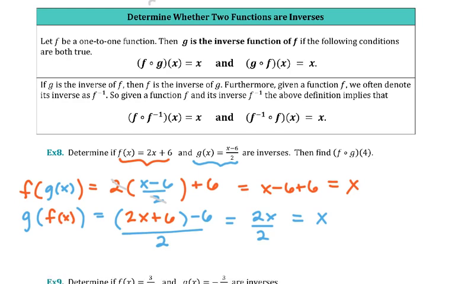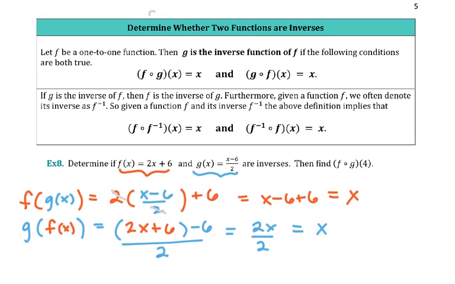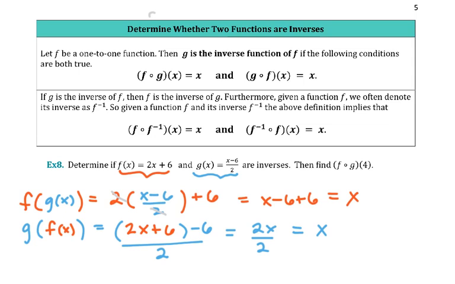And since they're inverses, and since when you plug the value in you get out x, if we were asked to find f of g of 4, it would just equal 4.